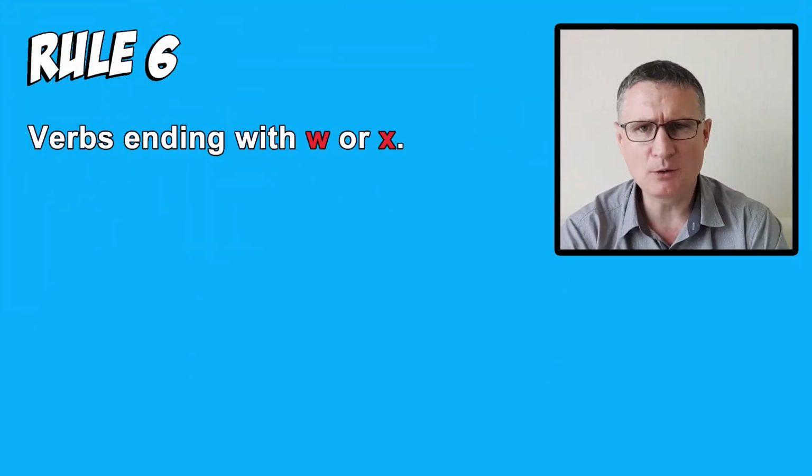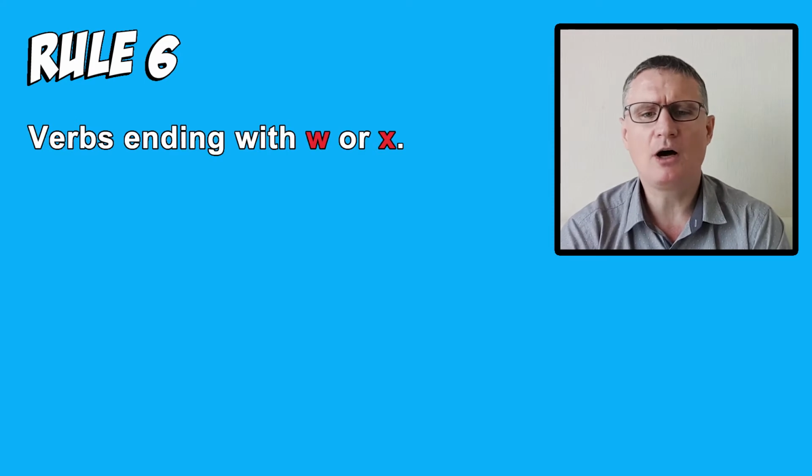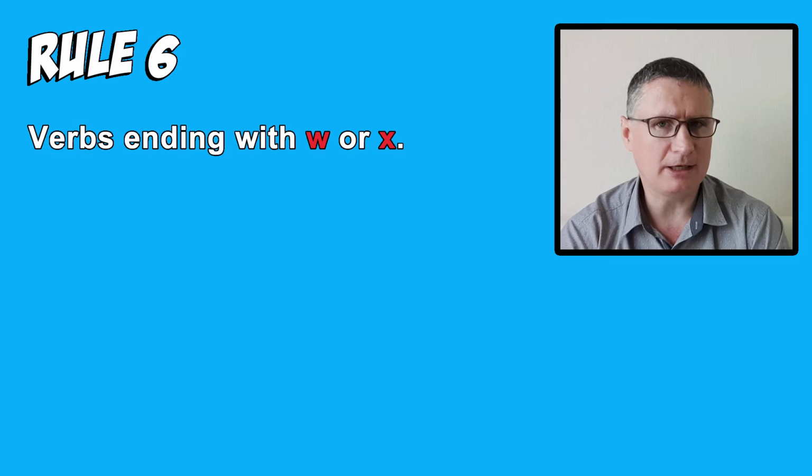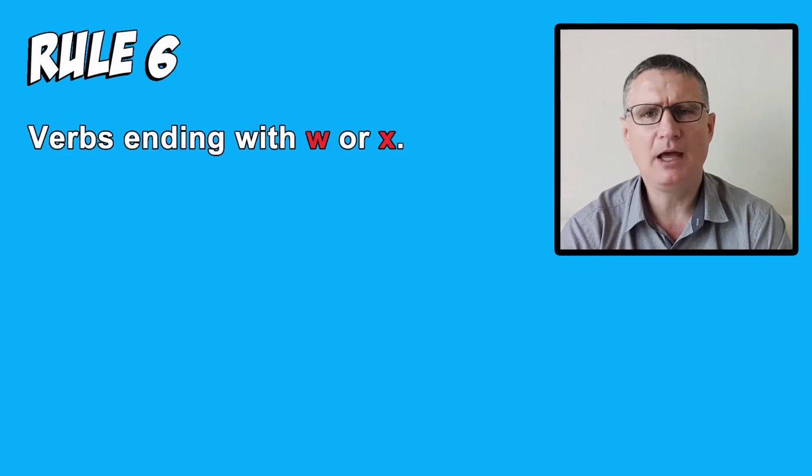Now we have 3 more rules. Those are my exceptions. It means those are the ones that can really make you confused. But we can just classify them as rule 6, 7, and 8. Now, exception 1, which is rule 6, those are special words. If I take a verb and it ends with a W or an X, then I have to follow rule 2.